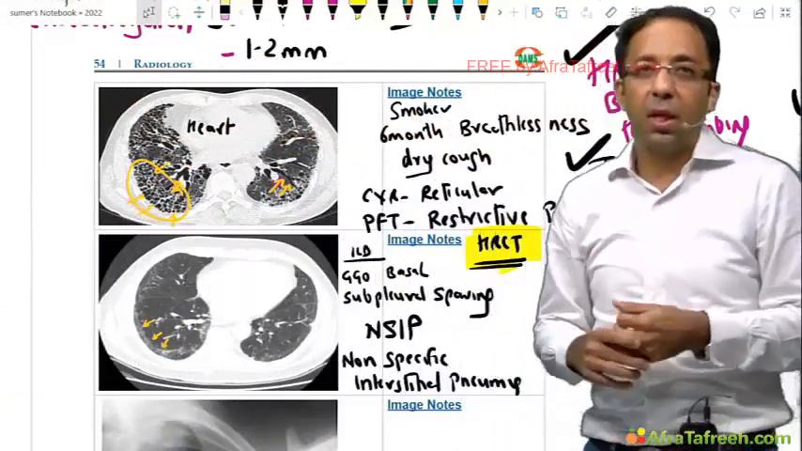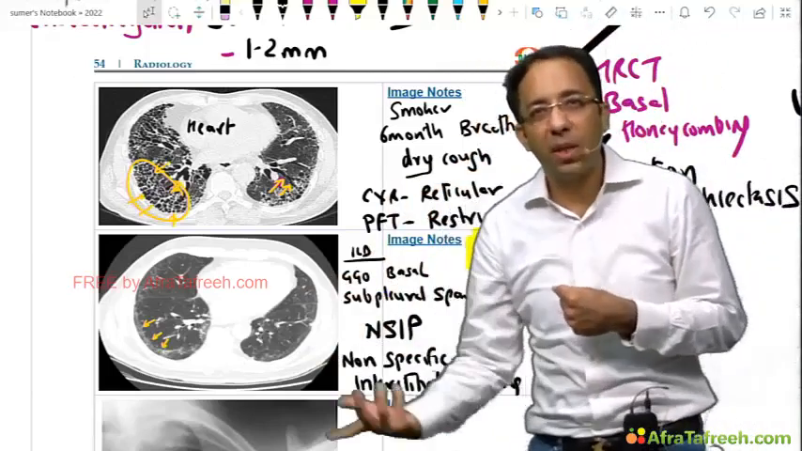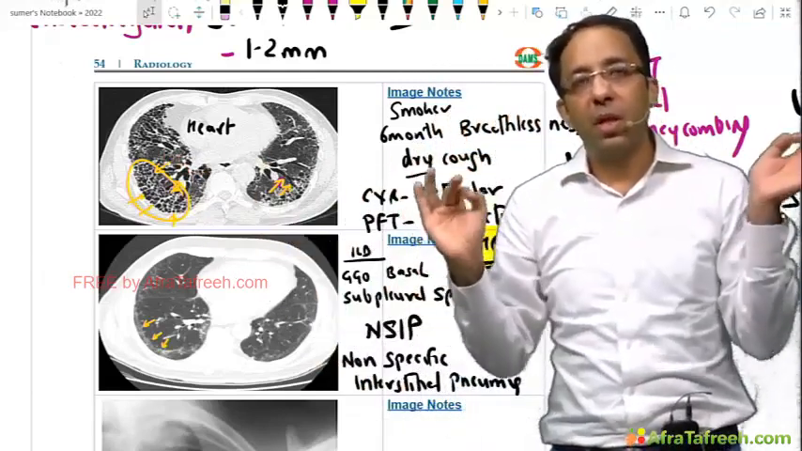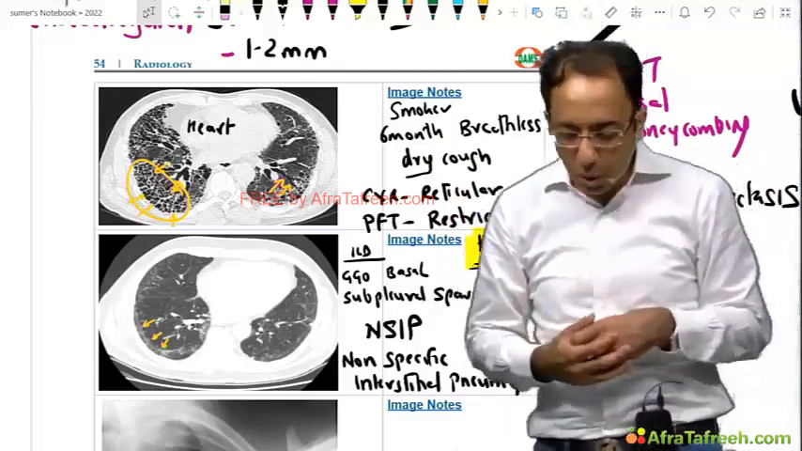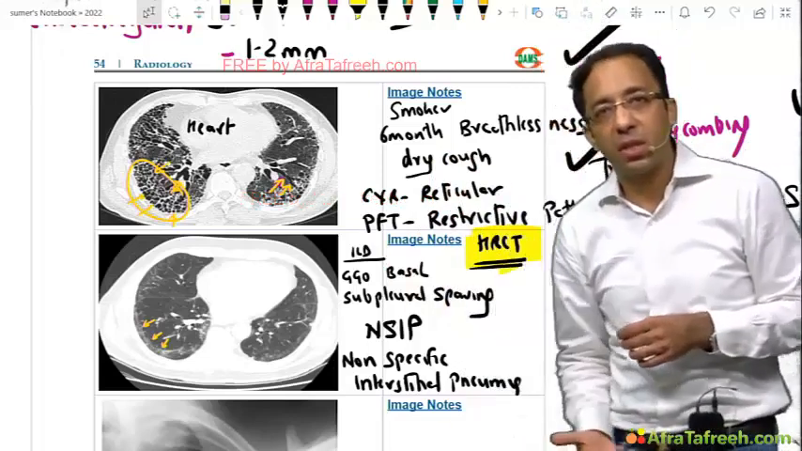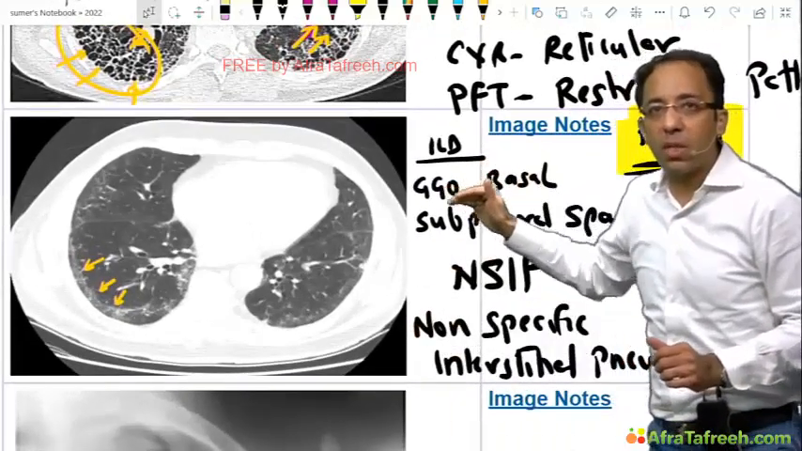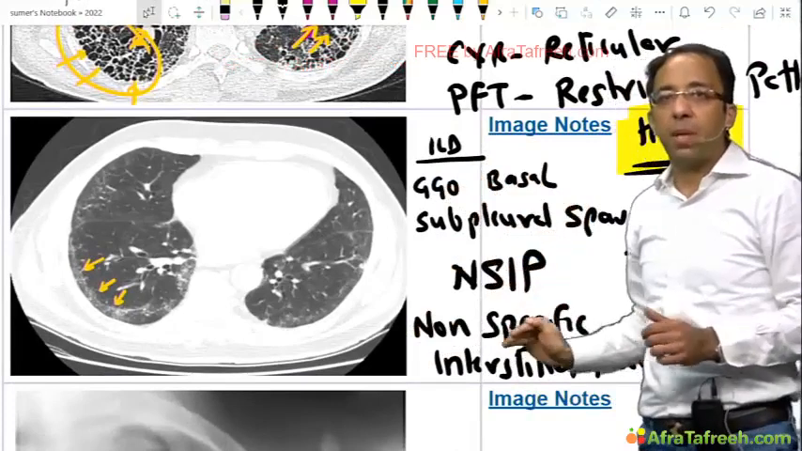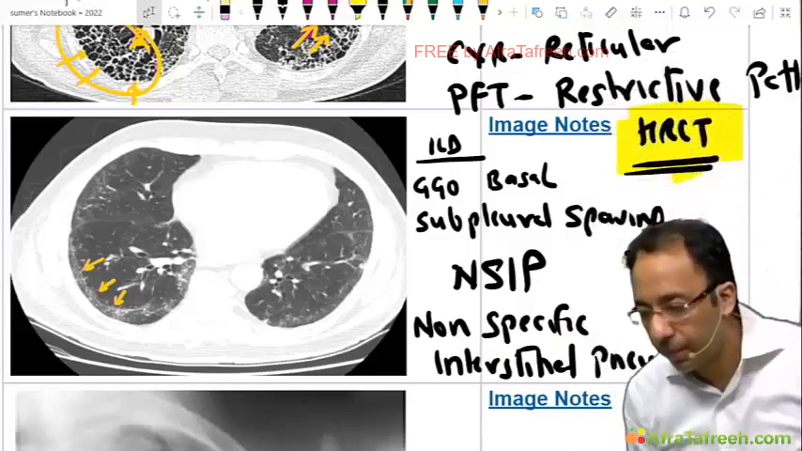You might see it in rheumatoid arthritis patients also, or multi-system disorders, or idiopathic. So this is how it looks. The key word is UIP. UIP is honeycombing, basal honeycombing, traction bronchiectasis, poor prognosis. HRCT is the investigation of choice to characterize interstitial lung disease. If you only see basal ground glass opacities with subpleural sparing, then we call it NSIP, non-specific interstitial pneumonia, which will be ground glass opacities.